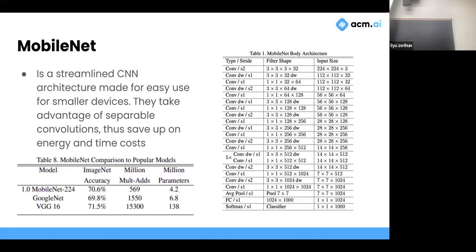And this is a common example of a streamlined convolutional neural network that uses separable convolutions. It's called MobileNet. If you want, you can Google it. There are a lot of cool papers on it online, and this is the architecture of MobileNet. When I first saw it, I was really confused. I'm still confused, but yeah, this is the architecture, and this is the accuracy of MobileNet with other common convolutional neural networks like GoogleNet and VGG.